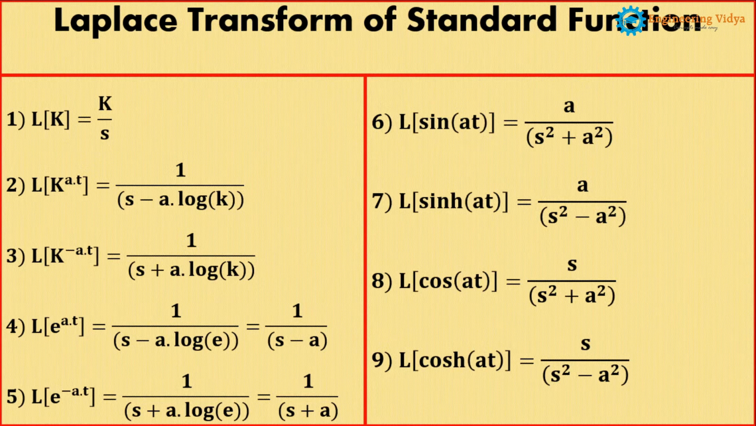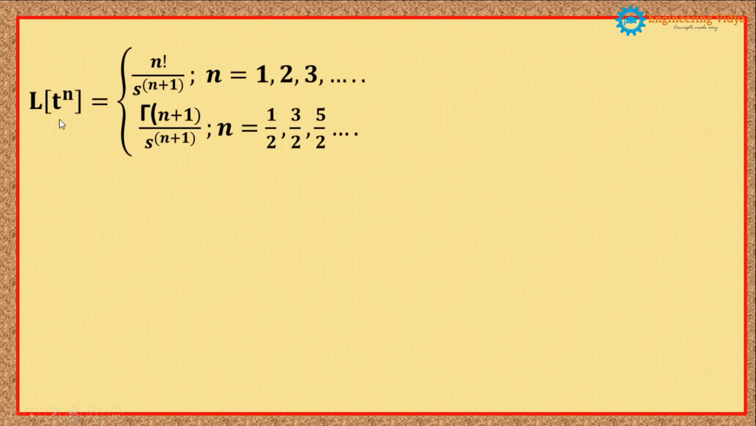Now after that, one more formula is pending. This is formula number 10, the Laplace transform of t raised to n. If we are going to find the Laplace transform of t raised to n, then 2 different cases exist, depending on the value of n. If the value of n is an integer, like n equal to 1, 2, 3, 4 and onward, then the Laplace transform of t raised to n equals factorial of n upon s power of n plus 1. I hope this is understood.